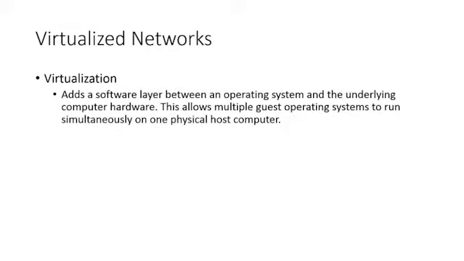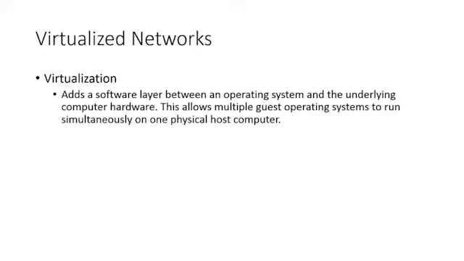Now, what about that virtualization? I mentioned that earlier. We can have virtualized networks. We can have virtualized desktops. We talked earlier about virtual applications. We can have virtual computers. So virtualization, what that does is add a software layer between an operating system and the underlying computer hardware. That's one way of looking at virtualization. So I could have, say, a Windows 7 machine and run some type of virtualization software on top of that operating system that helps it communicate with the hardware. So we can have multiple guest operating systems running simultaneously on one physical host computer.